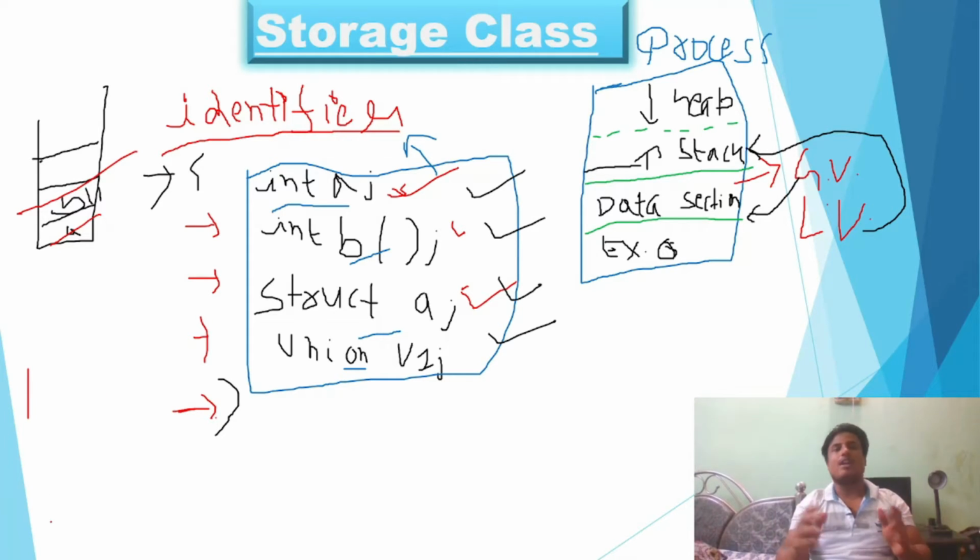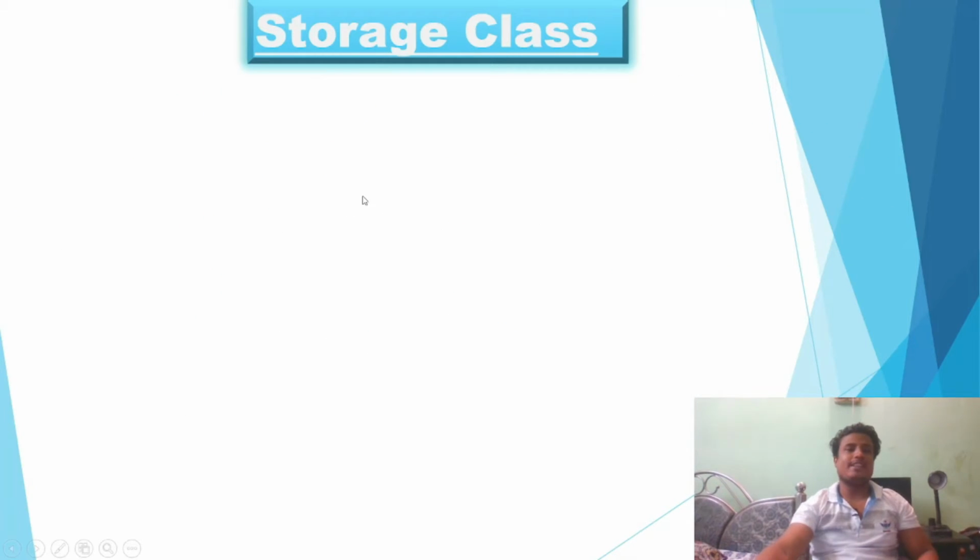What are local variables and what are global variables, I will discuss very shortly. So hope you understand what an identifier is here, and how our program is divided into 4 different sections. Whenever our code is converted into an object file, it is basically divided into 4 sections. I hope I made some points clear here. So now moving on, let's see the next point.